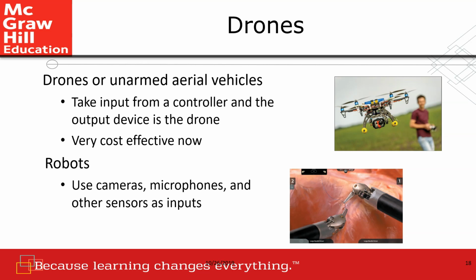Robotics, they use camera, microphone, and other sensors as input. Nowadays, most manufacturing companies use robots to help them make automobiles or some other products, right? So if you go to the car industry, they may use robots or artificial intelligence. That can be a good topic. So drone, 3D printer, robotics.